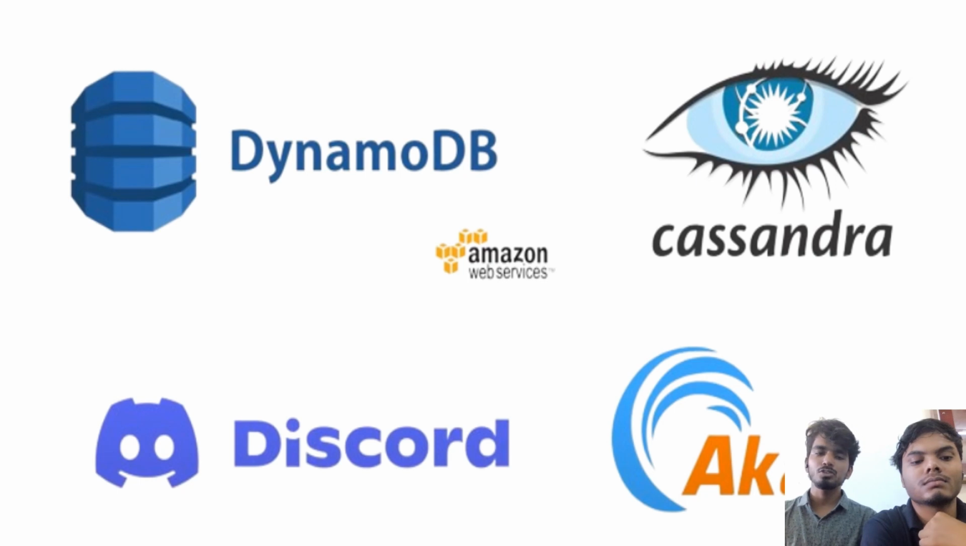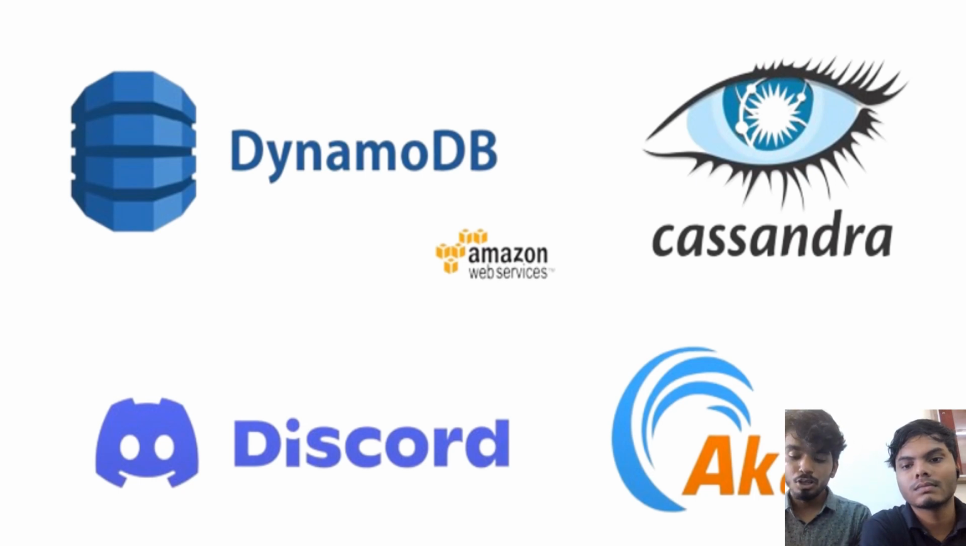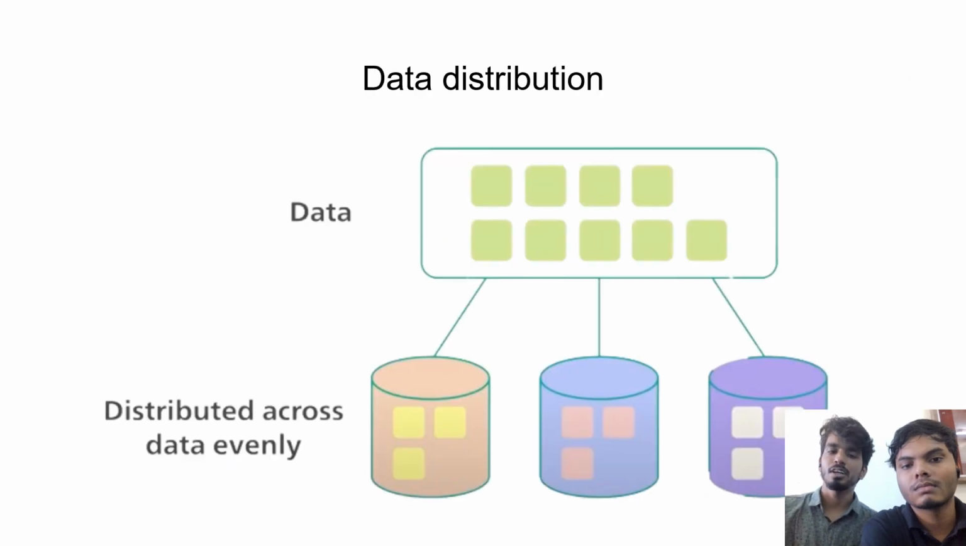We all know about Discord, Amazon AWS, Cassandra, Akamai, and DynamoDB. These are huge data companies, but they still use a simple technique called consistent hashing to handle a huge amount of data. So what is consistent hashing?